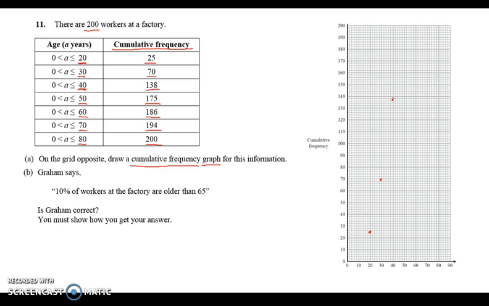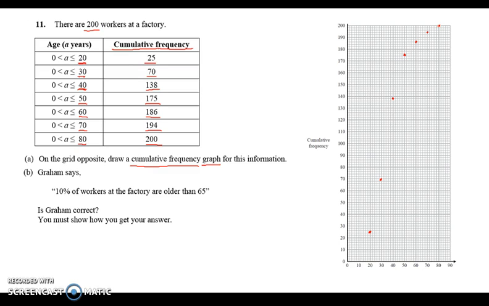Less than 50 is 175, so 50 years old. 175 people are less than 50 years old, most of them. Carry on, what's the next one? 60, 186, so 60 up to 186. There's 180, 6 would be 3 more squares. And 70, 194, 70 up to 194, there's 190, 2 more squares. And then the last one is 80, 200, so that's nice and easy. 80, 200. Now, on your exam, a nice smooth curve with a pencil, please.